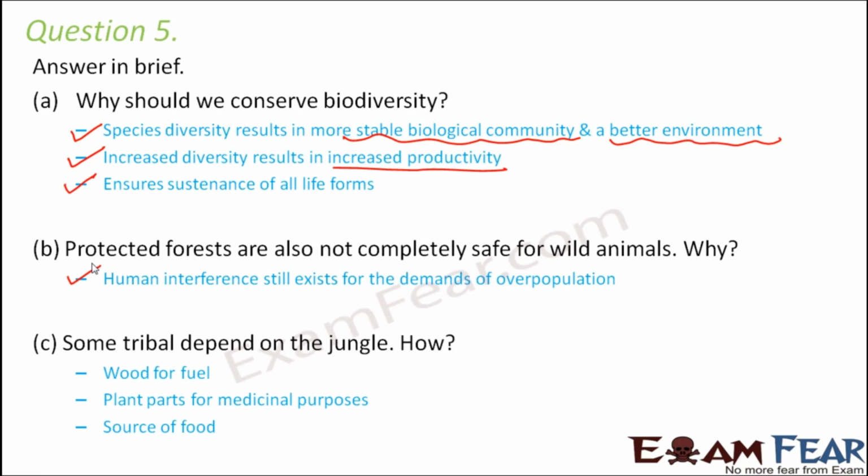Some tribals depend on the jungle. How? Some tribal people who are a part of, for example, the biosphere reserves, utilize the jungle in a number of ways. They obtain wood from the jungle, which is used as fuel for cooking purposes. They also use various plant parts for medicinal purposes. Some plant parts act as good antibiotics, and some have other benefits. They also use various plant parts as a source of food, like fruits or vegetables.